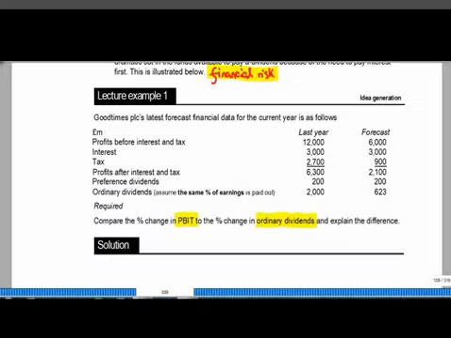In this lecture example, we're given a company's latest financial forecast and last year's actuals. And the requirement is to look at what's forecast to happen to profits before interest and tax as a percentage change, and what's forecast to happen to ordinary dividends as a percent change, and to explain the difference. I'd like you to pause the presentation here and have a go at the lecture example, and then review the solution.